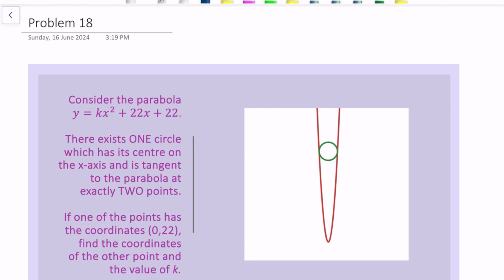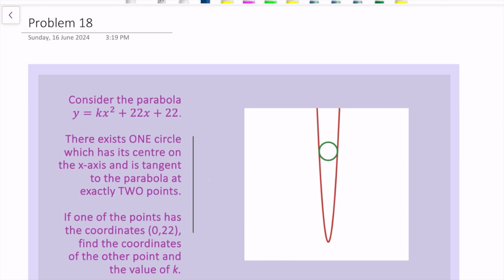Okay, this problem is quite hard to visualize because of the numbers that are involved. So the parabola y equals kx squared plus 22x plus 22 has a y-intercept of 22. It has a scale factor that we're trying to work out. The picture there is not exactly the same, but it shows that the parabola is going to have to be quite steep to be tangent to both sides of the circle.